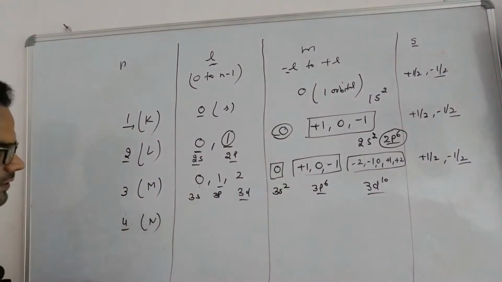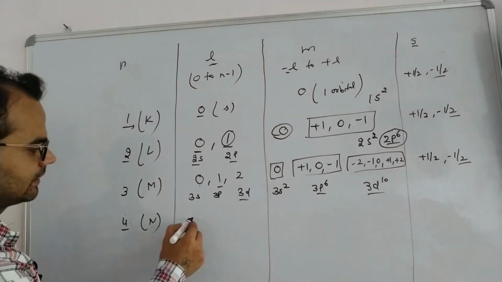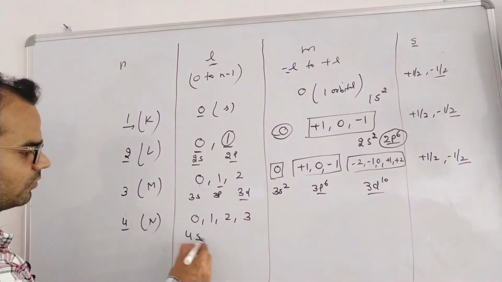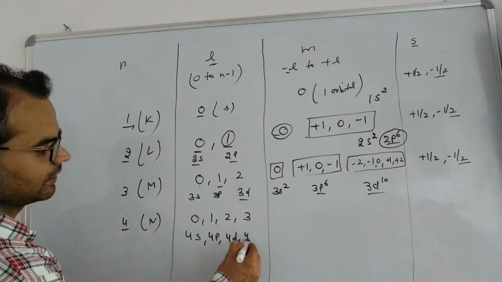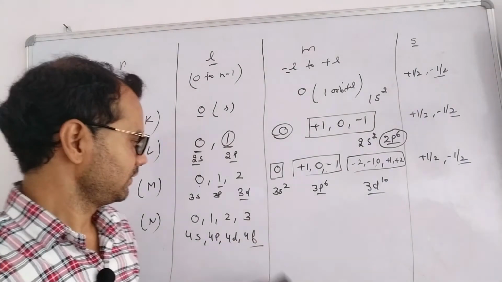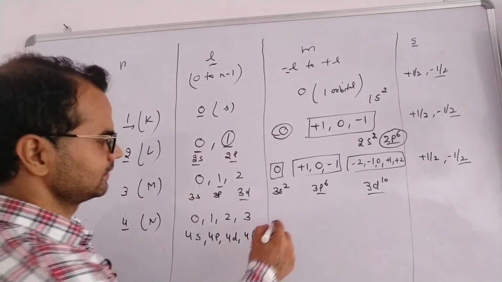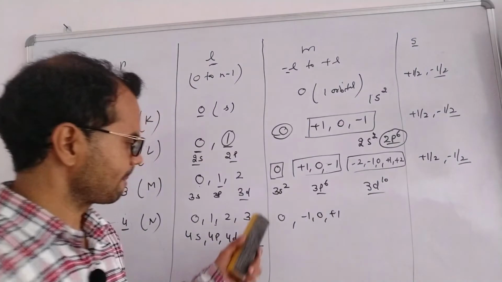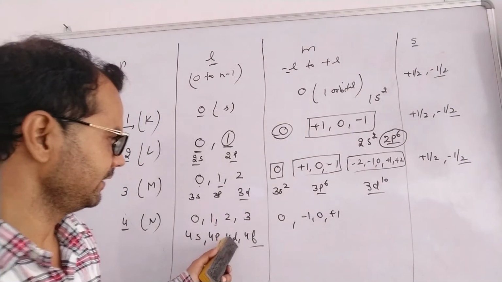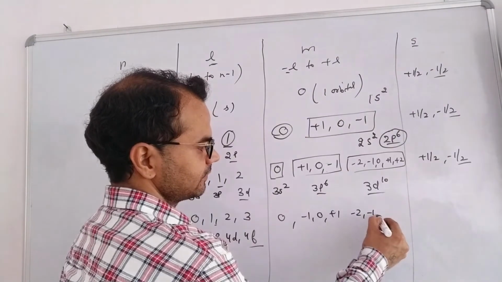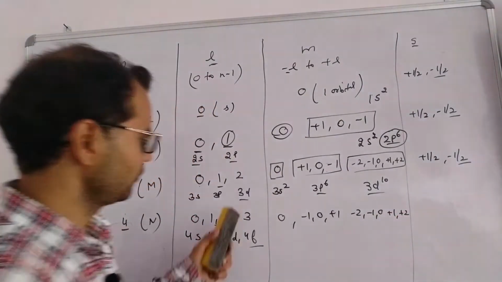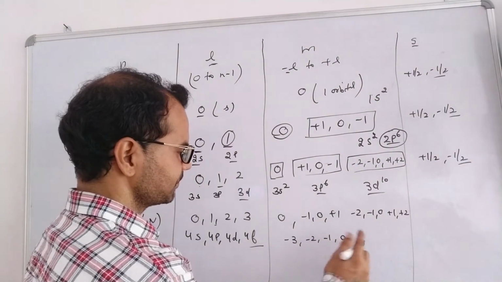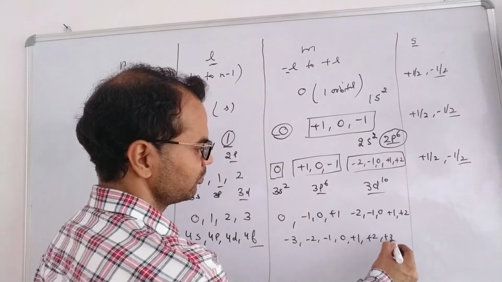Fourth, the N shell. Subshells are 0, 1, 2, 3. We can give them names: 4s, 4p, 4d, and 4f. And values of m: for s, 0; for p, minus 1, 0, plus 1; for d, minus 2, minus 1, 0, plus 1, plus 2; for f, minus 3, minus 2, minus 1, 0, plus 1, plus 2, and plus 3.